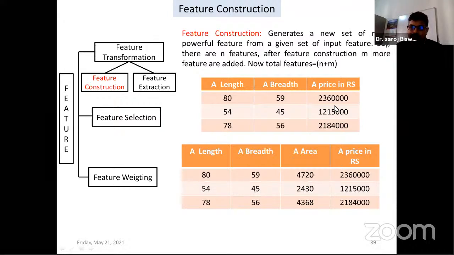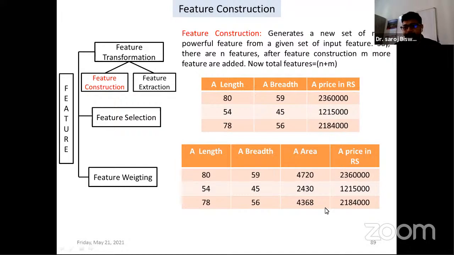And finally, we found here the price. Price is this, price is this, price is this, if area length and area breadth are like that. Now from area length and area breadth, we can create one new feature, and that is area. So length into breadth, we can see here the area.